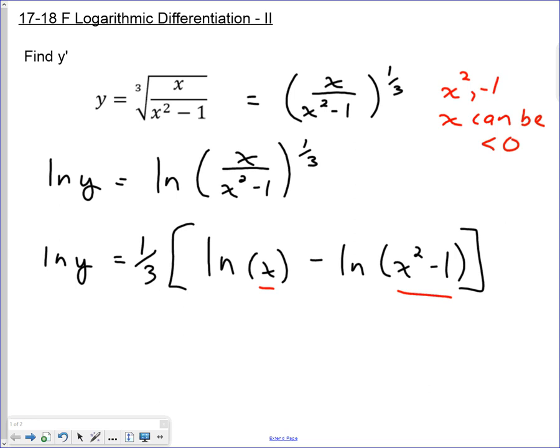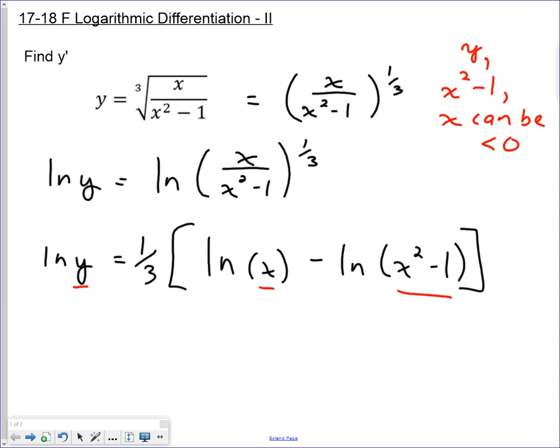x squared minus 1. Let's try and make a list here. And in fact, the same is true of y over here. y could be positive or negative. Because if x can be positive or negative and x squared minus 1 can be positive or negative, all of these things can be less than 0, which means we have to be very careful when we take the log of them, because we can't take the log of anything that is negative.